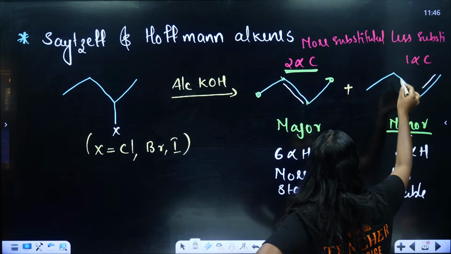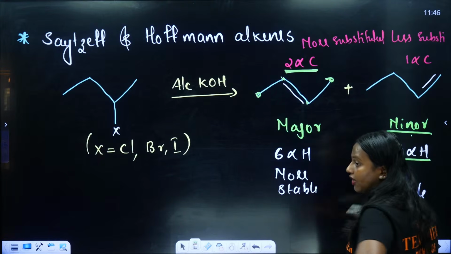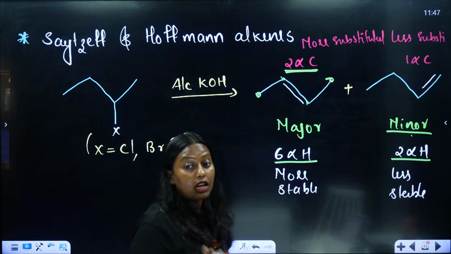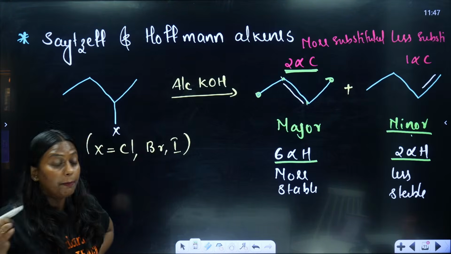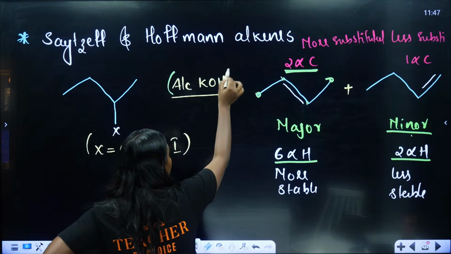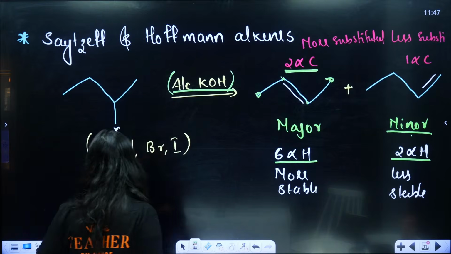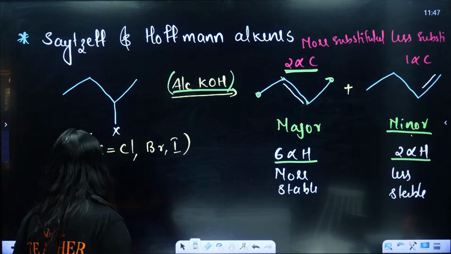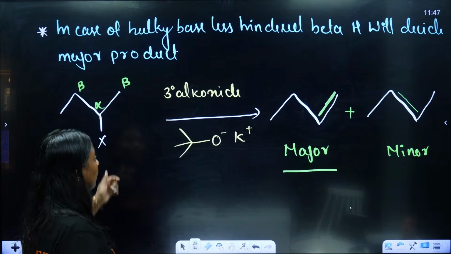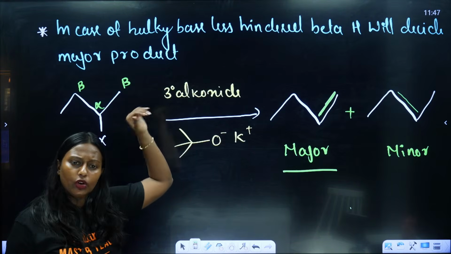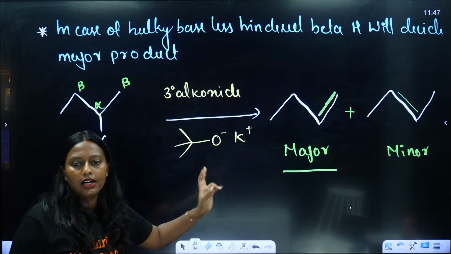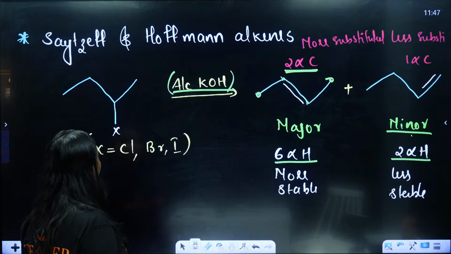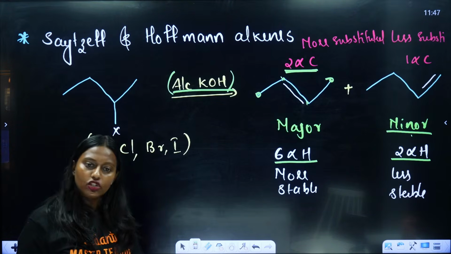one alpha carbon contains two alpha hydrogens, so it contains 6 alpha hydrogens. 6 alpha hydrogens means it is more stable. But here we have just alcoholic KOH. So when you consider a bulky tertiary alkoxide, a bulky base, the major and minor products change, and the Zaitsev rule and Hofmann product change.